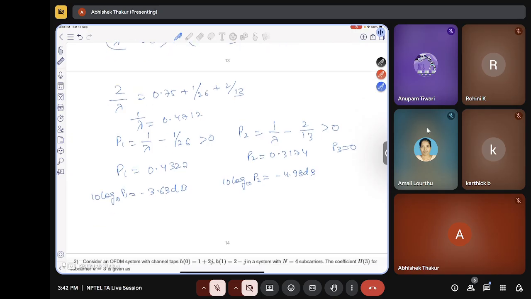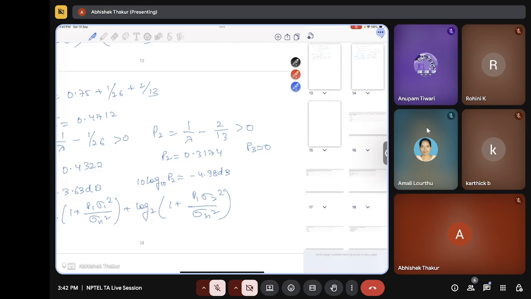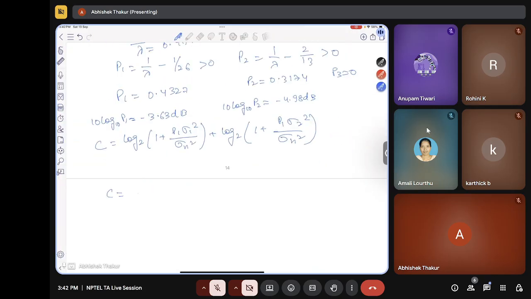So now the channel capacity C is given as log base 2 of 1 plus P1 sigma 1 squared over sigma n squared, divided by log base 2 of 1 plus P1 sigma 2 squared by sigma n squared. And we will not take the third term because P3 is 0. So log base 2 of 1 will become like 1 plus 0, so it will be 1, so that value will equal 0.